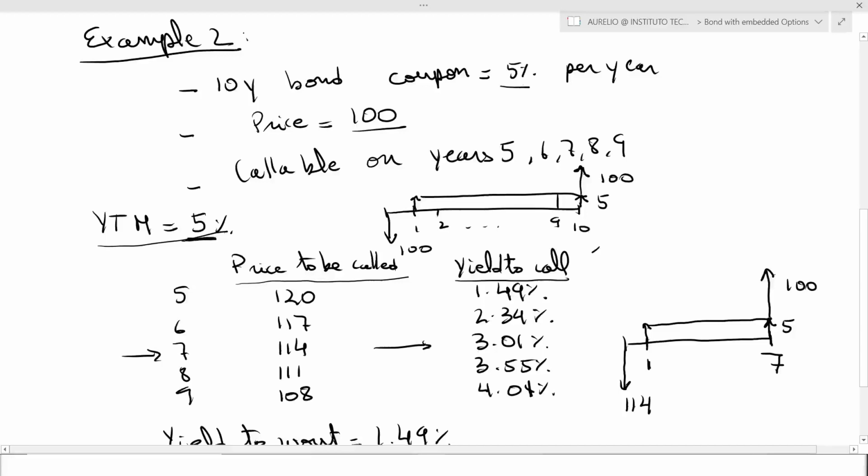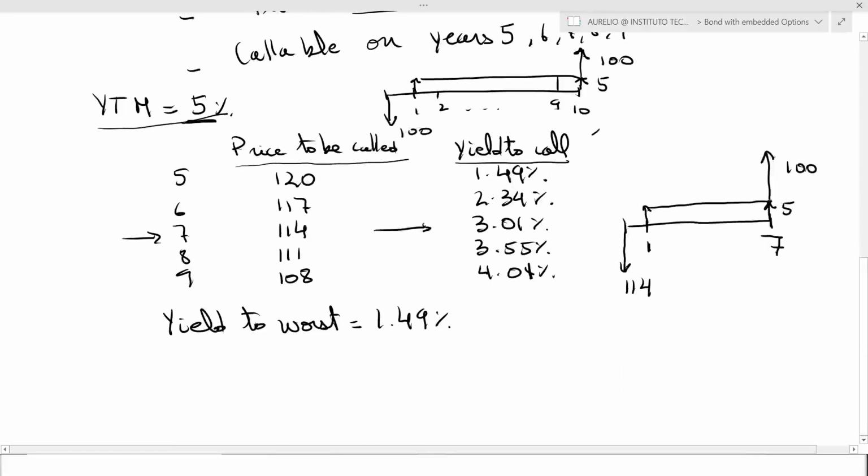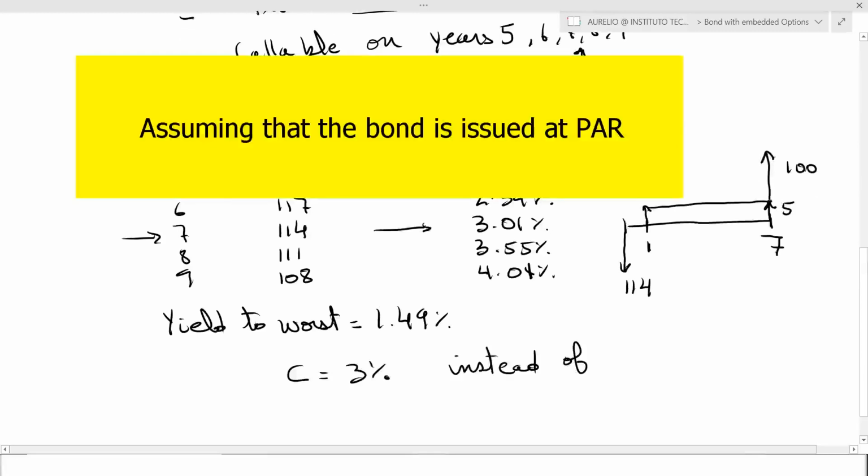And then, let's say in year 7, they call the bond, and the yield to call, in this case, is 3.01%. That means that at that point in time, if they issue new bonds, they would pay a coupon of 3.01%. So their coupon in year 7 would be 3% instead of 5%. So this is much better for the firm to say, you know what, I'm going to call my bonds, I'm going to pay them at 114, and now I'm going to refinance all that debt because they might still need debt. But instead of paying a 5% coupon, now they're going to pay a 3% coupon.